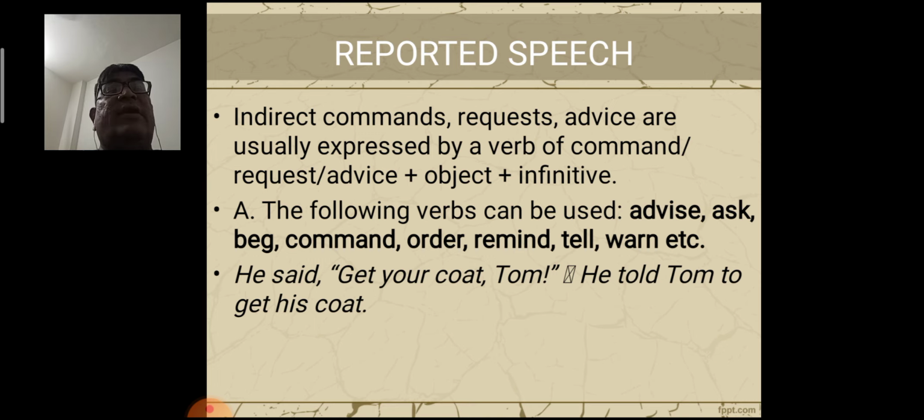Indirect commands, requests, advice are usually expressed by a verb of command, request, advice plus object plus infinitive. So we have to connect the reporting statement with to. If the statement is negative, then we have to use not to connect the statement. The following verbs can be used: advise, ask, beg, command, order, remind, tell, warn, etc. He said, "Get your coat, Tom." Then the answer is, he told Tom to get his coat.